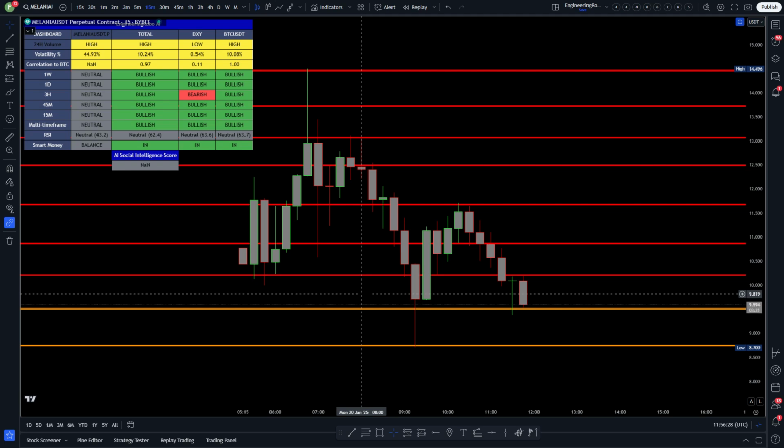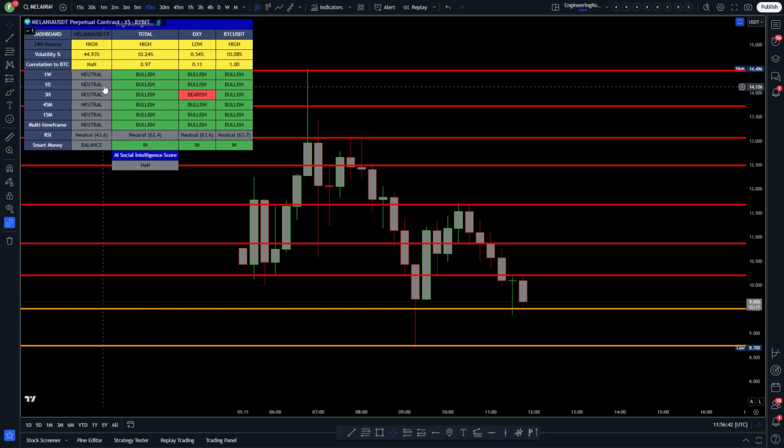Let us start with this view and look at the dashboard. So there's not enough data coming in terms of creating a social intelligence score. Currently it's grayed out, as are all of the timeframes. It's all currently neutral. Even the RSI is neutral and smart money is balanced. What we're trying to ascertain here is a trend or some sort of direction. And on the 15-minute time frame, there's just simply not enough information to give us guidance.